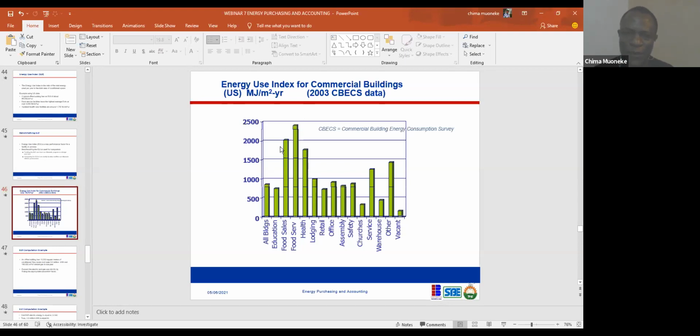That's what it means. Followed by food sales, and followed by the health sector. So if you're running a health business in America and you're using 2,000 megajoule per meter square per year, then something is wrong. You're using more than you should. This is American statistics anyway. Nobody has done that for Nigeria. Maybe we can take it upon ourselves someday to go into research and provide all of this data, so we can advance our energy transition process.